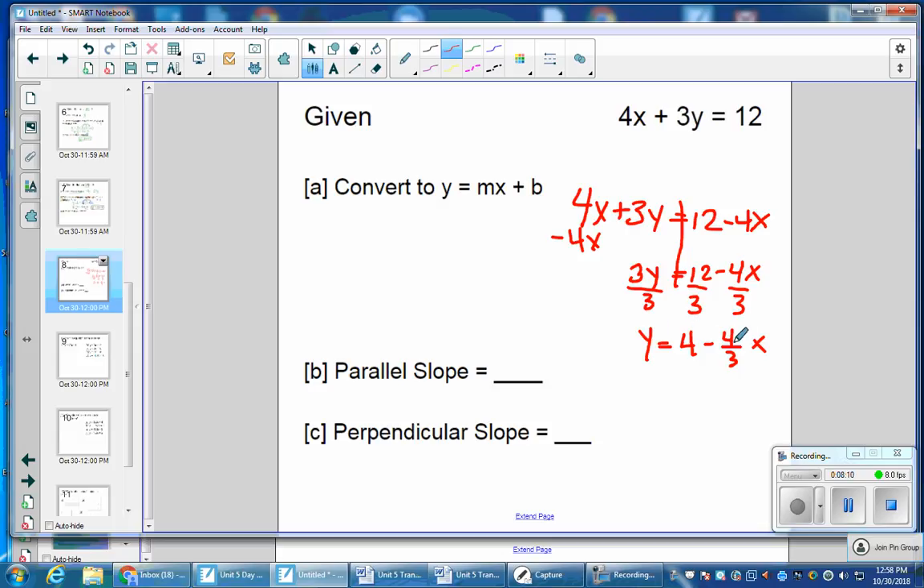Now, the only part we need to look at in this equation is what's next to the x here. So -4/3, that's our slope. So my parallel slope is going to be -4/3. My perpendicular slope, remember I flip it and I change the sign. So it's going to become 3/4. Since this is negative, this would turn to a positive.